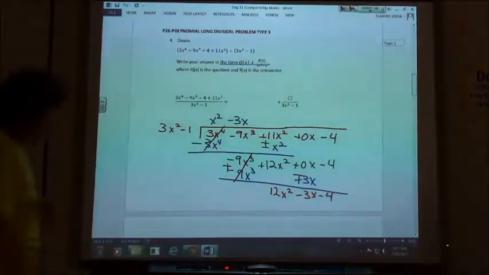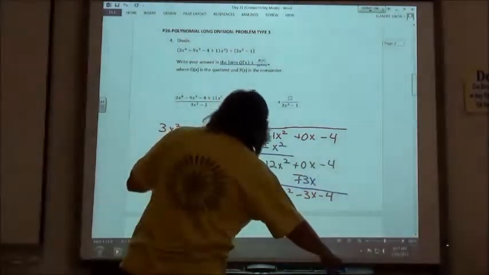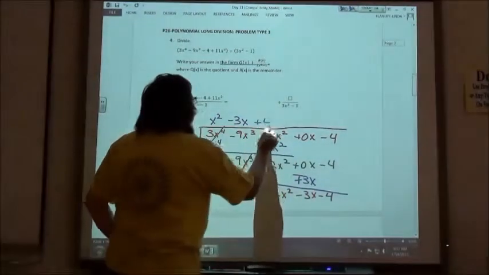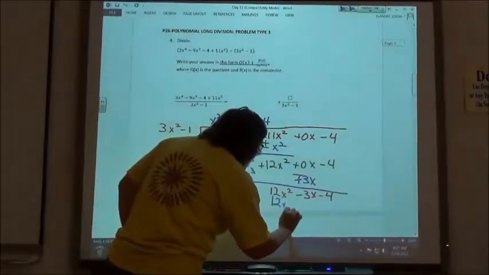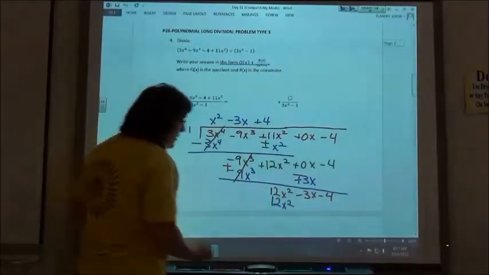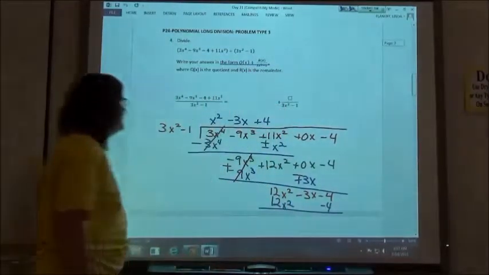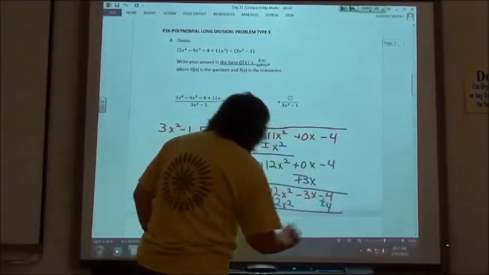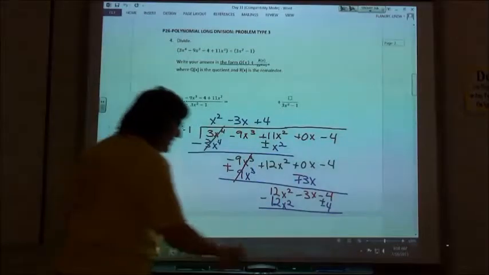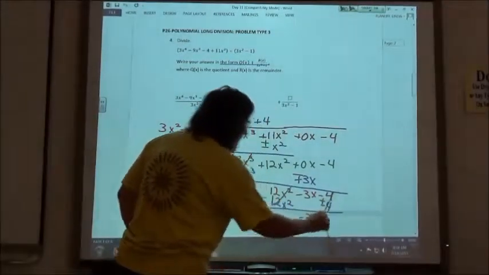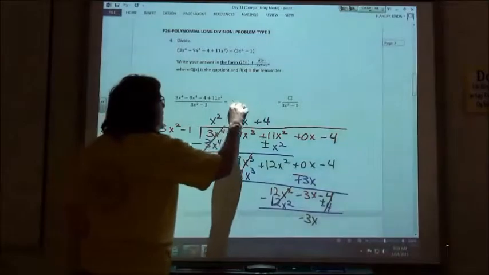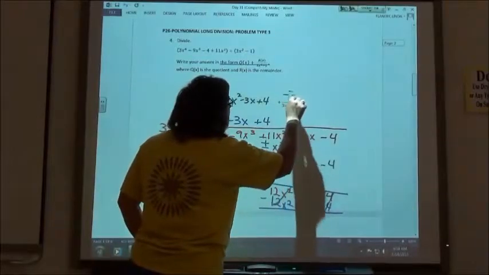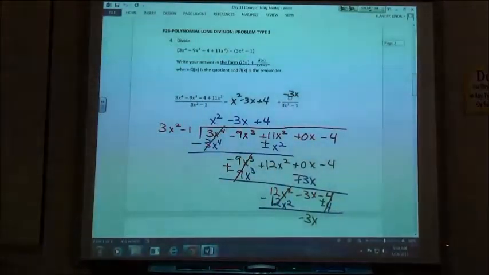And then I get to repeat it one more time. So what times 3x squared gives me 12x squared? Positive 4. So 4 times 3x squared is 12x squared. 4 times negative 1 is a minus 4. I'm going to subtract, so I change my signs. And my remainder is going to be negative 3x, because that cancels and that happens to cancel. So the 3x squared minus x minus 4 goes here. The negative 3x will go on top of that fraction, since that's your remainder.